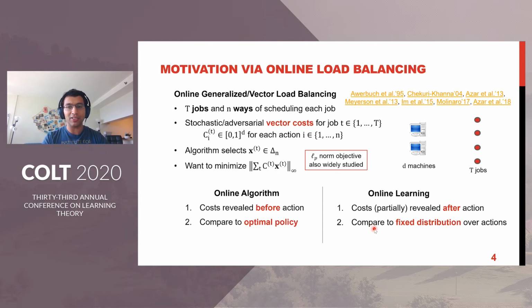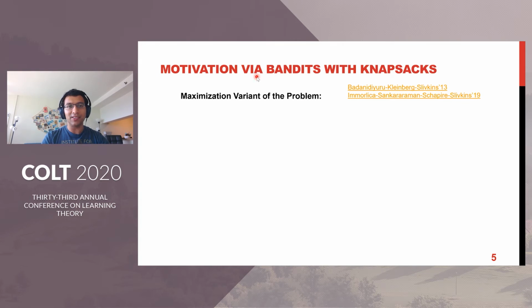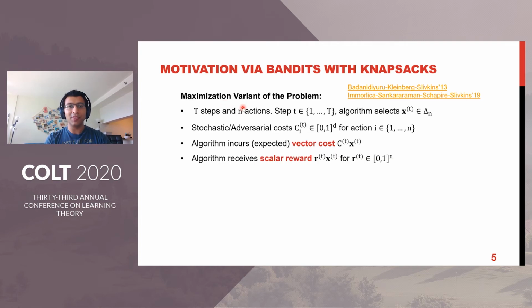So that's one motivation. Another motivation to study this online learning with vector costs comes from its connections to bandits with knapsacks. This is a popular problem which was originally defined in 2013 in the stochastic variant, and the adversarial variant was defined last year in Immorlica et al. You can think of this as some kind of maximization variant of the online learning with vector cost problem, where again you have T time steps and n actions.